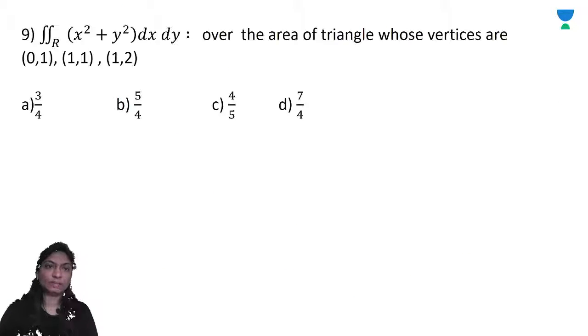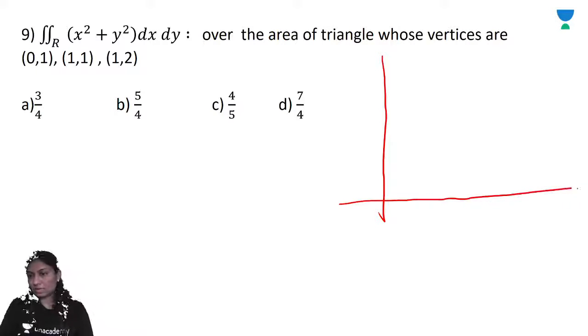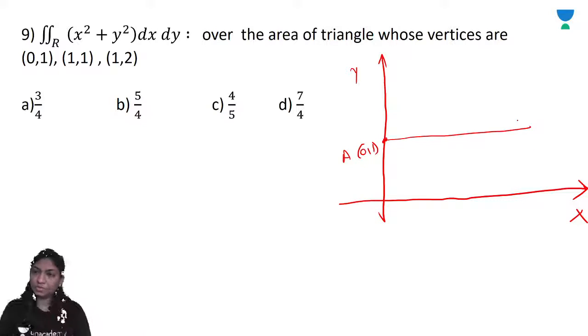So let's see the next example. Here, double integral over R, x square plus y square dx dy over the area of a triangle whose vertices are given: 0 0, 0 1, 1 1, 1 2. So first of all we will draw the figure, whatever is given to you. So the vertices of a triangle, suppose this is your y-axis, this is your x coordinate, x and y coordinate, right? Now see, with 0 1, you will get the point here, x is 0, y is 1, so 0 1 is the point here, y is equal to 1.